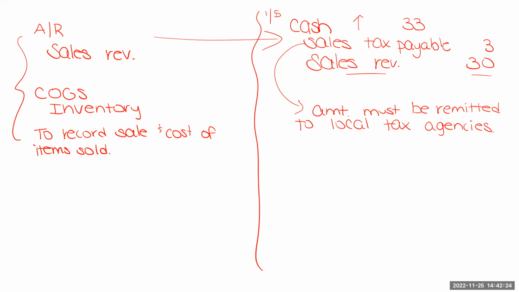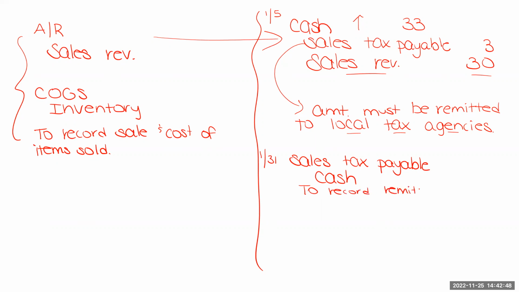So maybe the sale happens on the 5th, January 5th. Maybe at the end of the month, we have to remit all tax that we've collected, debit the liability. Okay, it is a liability because, again, we owe this money to the local tax agency. And then credit cash to record remittance of sales tax. Okay, so if this was our only sale, it would be $3, but more than likely we would have multiple sales during the month, and the sum of all the sales tax we've collected would go into that entry of remittance.